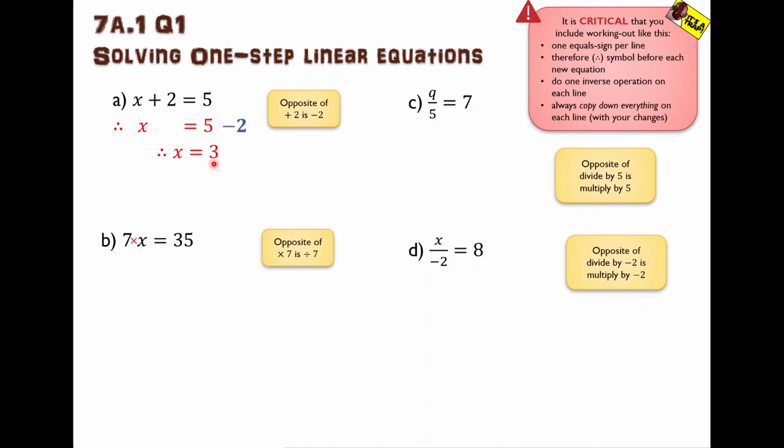But it is critical, it is really, really important that you follow the structure of the working out. And by that I mean you include one equal sign on each line, you put a therefore symbol before each new equation, and importantly, we only do one operation on each line, and it's going to be an opposite or an inverse operation. And finally, we copy down the entire line just with the changes that you're making.